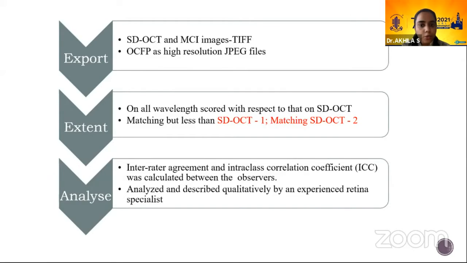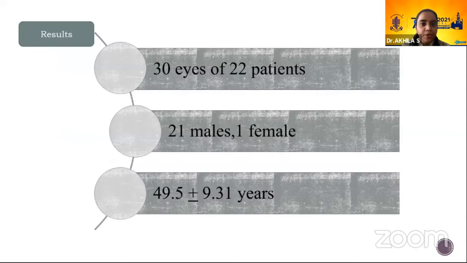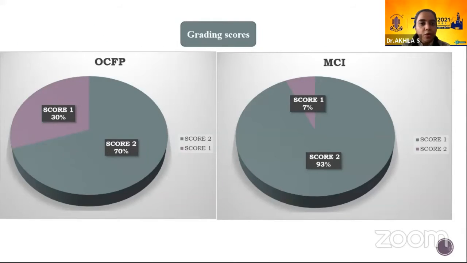There were 2 observers, 2 retinal specialists, who did this for us, and we gave a score of 1 when the extent was less than SDOCT, and a score of 2 when it matched the extent on SDOCT. We looked at the inter-rater agreement and intra-class correlation coefficient, and also analyzed and described the images qualitatively. We had 30 eyes of 22 patients, 21 being male and 1 female, and the mean age being 49.5 years. A score of 2 means it is matching that of SDOCT. For multicolor image, it was 93% as compared to OCFP, which is only 70%.